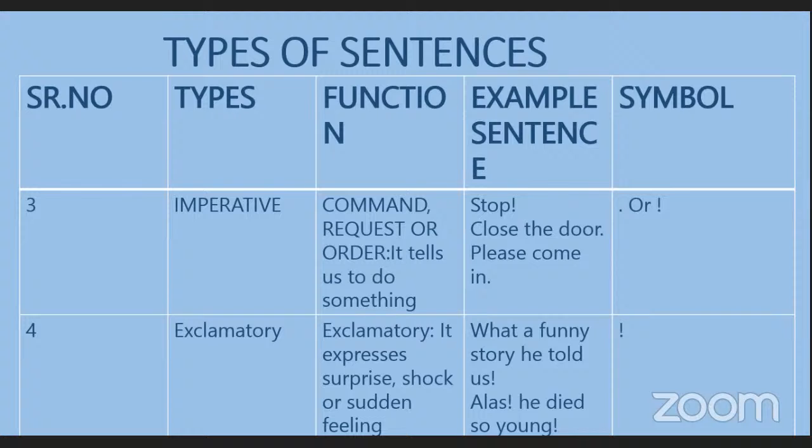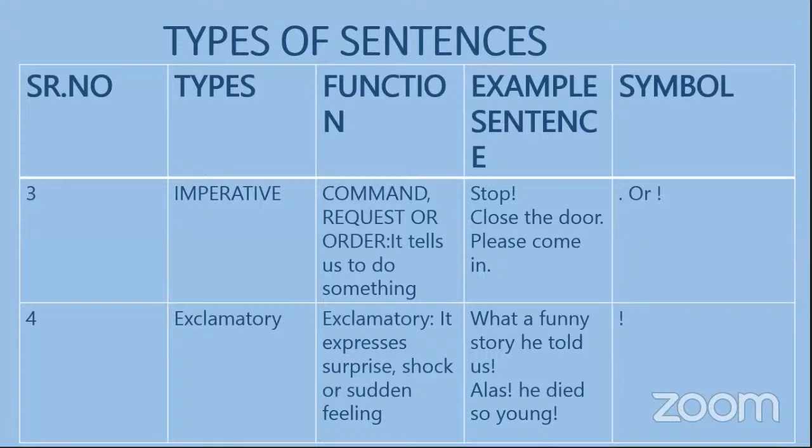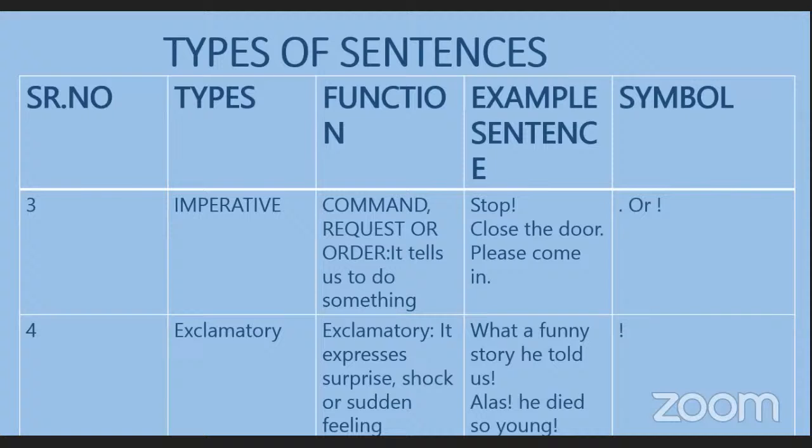And next one is exclamatory. Exclamatory expresses surprise, shock, or a sudden feeling. Whenever there is a sudden feeling, as for example, "What are you doing?" If somebody wishes you happy birthday while you are sleeping and you don't know what is going on, and somebody comes and gives you a surprise, that time also it is that sentence, where we use an exclamation mark.